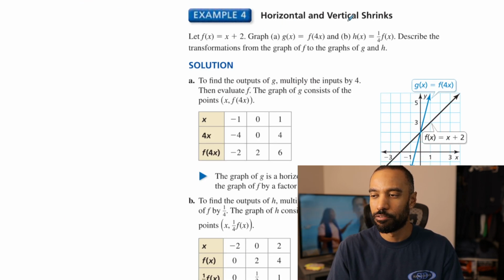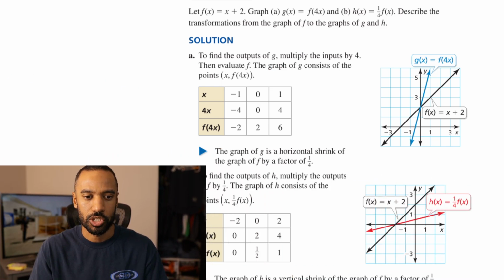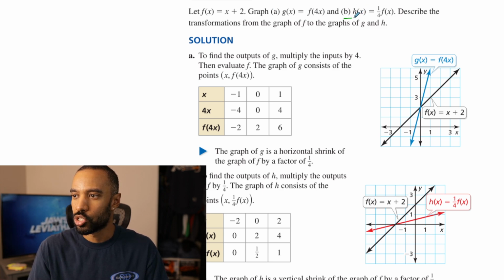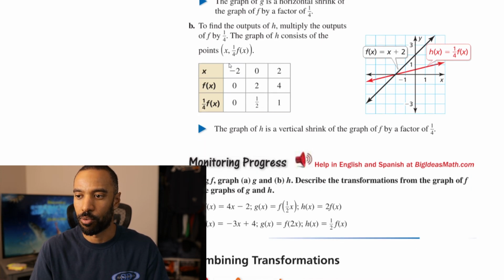Okay, horizontal and vertical shrinks. This one I'm going to spend a lot less time on here. Let's start, of course, with vertical. I do not dare start with horizontal. So we're going to start with this one, the 1/4 times f of x here. Multiplying something by 1/4 means also dividing it by 4. So we can take our y values and divide them by 4 in this scenario.